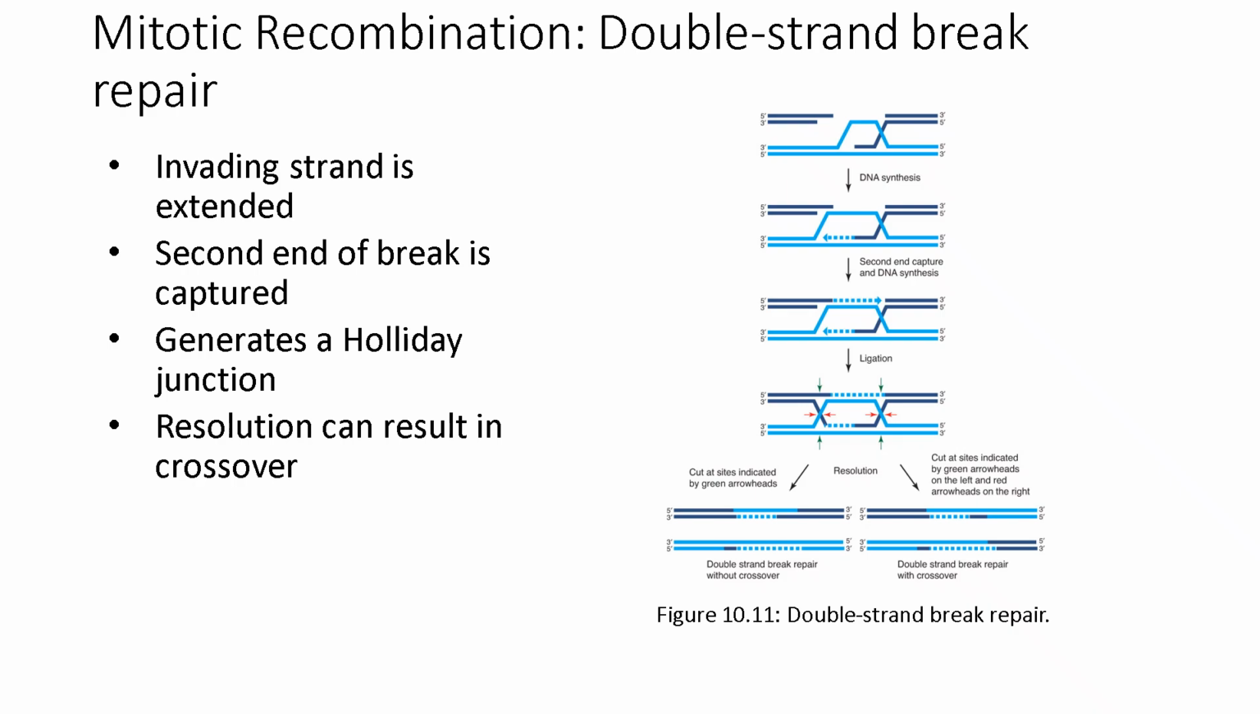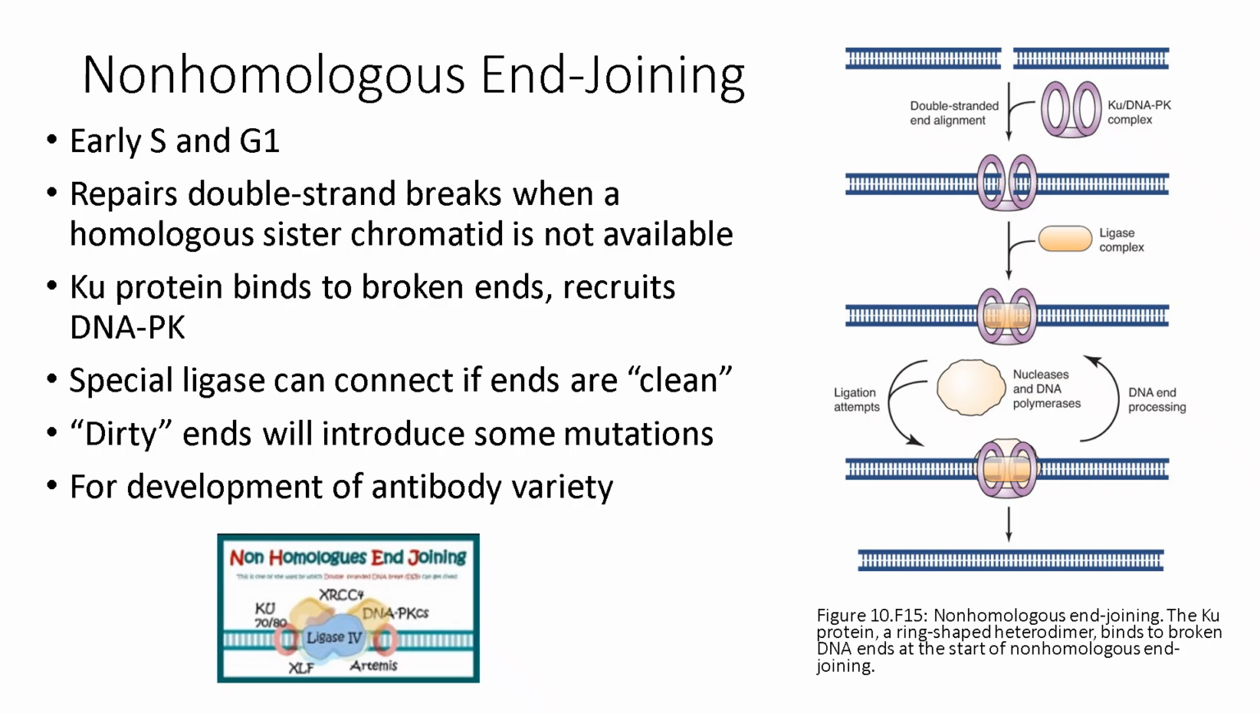between chromatids. When a homologous template is not available, such as during the G1 or early S phase, cells rely on non-homologous end joining to repair double-strand breaks. The Ku protein quickly binds to the broken DNA ends and recruits the DNA-PK complex.